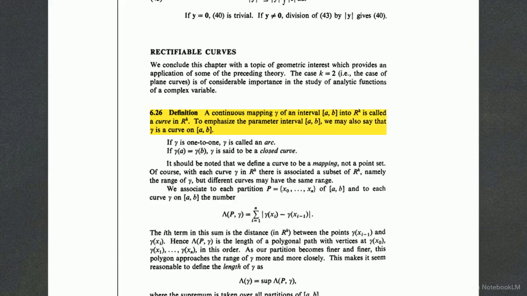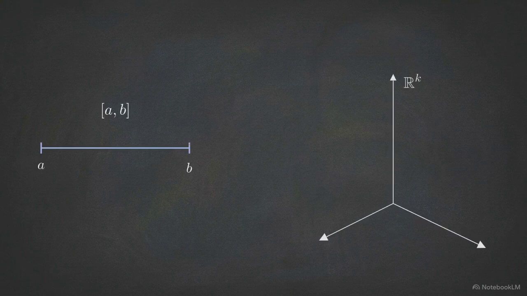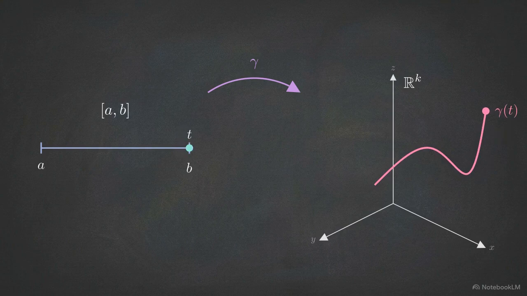Note the phrasing of the definition. Rudin defines the curve as the mapping itself. This requires us to distinguish between the one-dimensional parameter interval and the multi-dimensional space it maps into. We define a continuous mapping, gamma. As our parameter t moves along the interval from a to b, gamma of t traces the actual path in space.